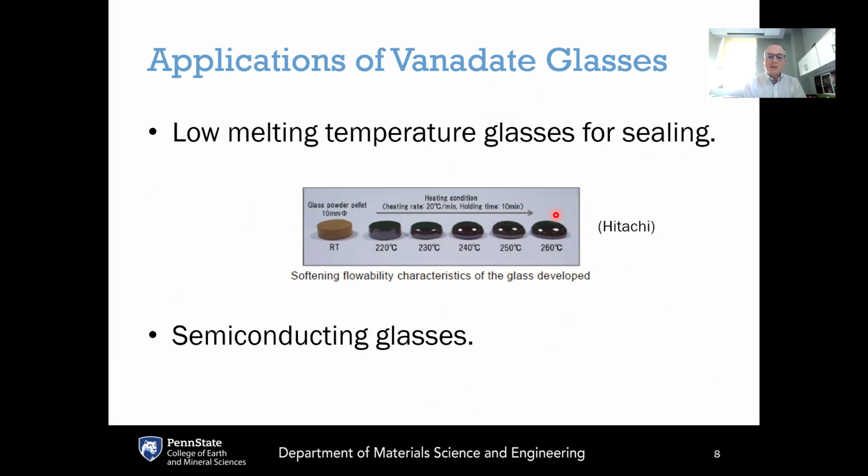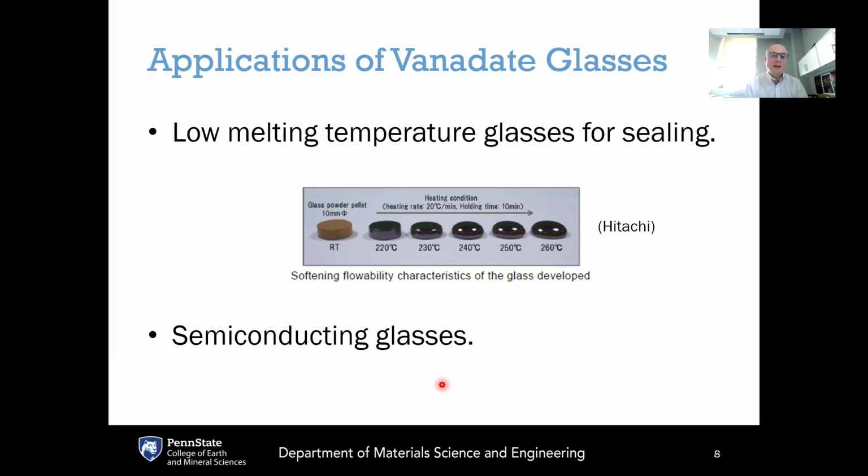You can also see that these vanadate glasses are black in color because they are absorbing light in the visible spectrum. They are actually quite good at transmitting light in the infrared, and so they can be used for infrared transmission. And they're also semiconducting glasses, so they can be used for semiconductor applications.